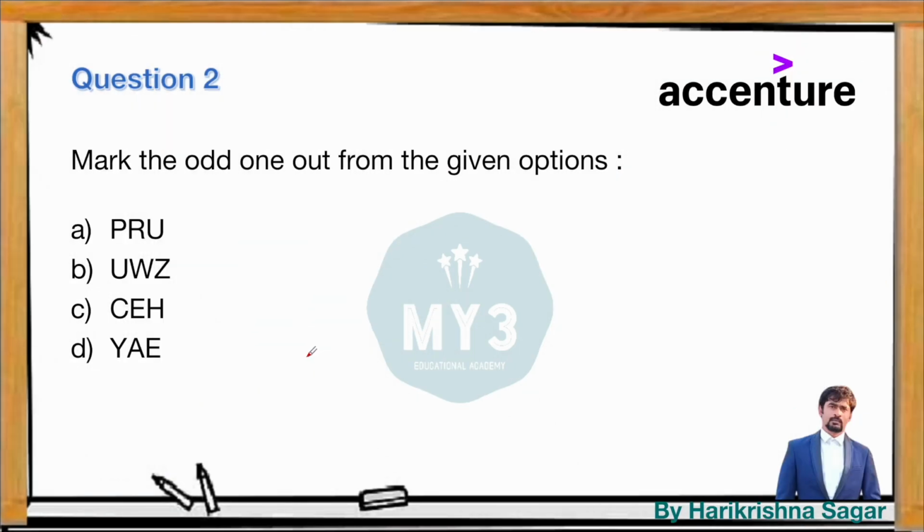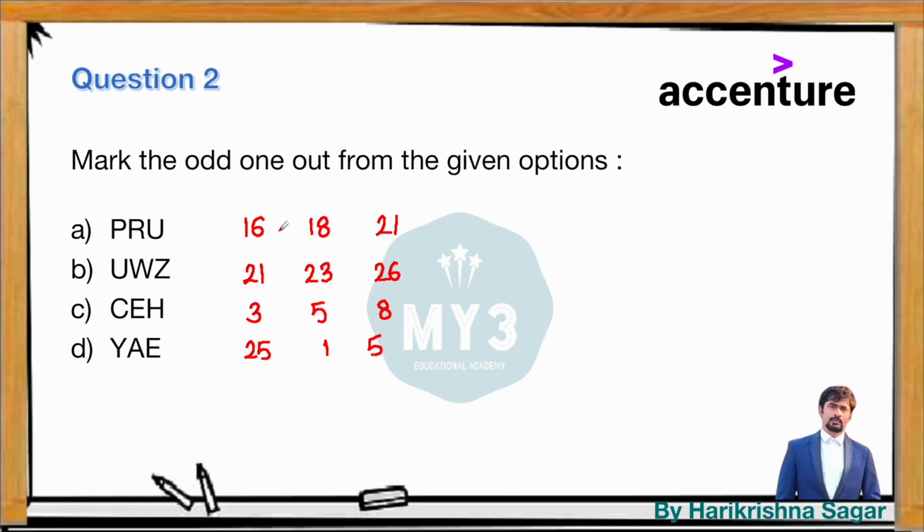If you look at this question, mark the odd one out of the following. P, R, U, U, W, Z, C, E, H, Y, A, E. So let's take the alphabet positions. P is 16, R is 18, U is 21 and U is 21, W is 23, Z is 26 and C is 3, E is 5, H is 8. Similarly, Y is 25, A is 1, E is 5.